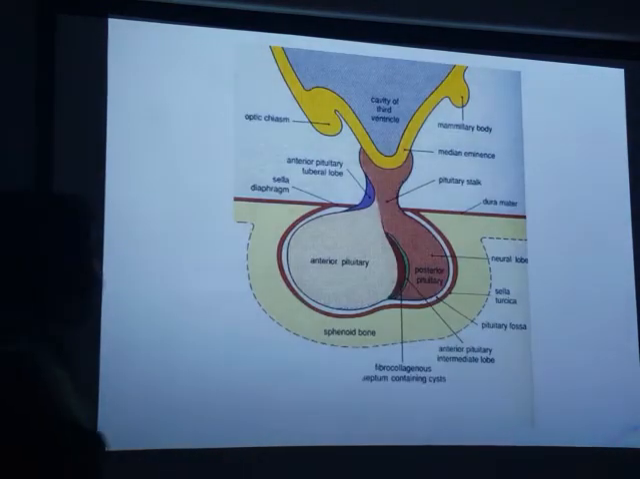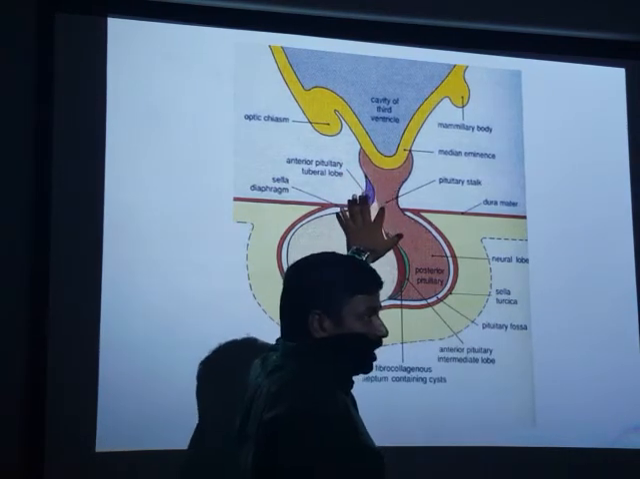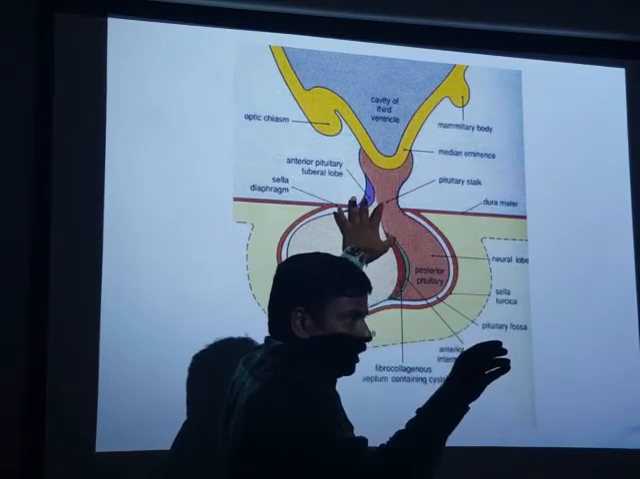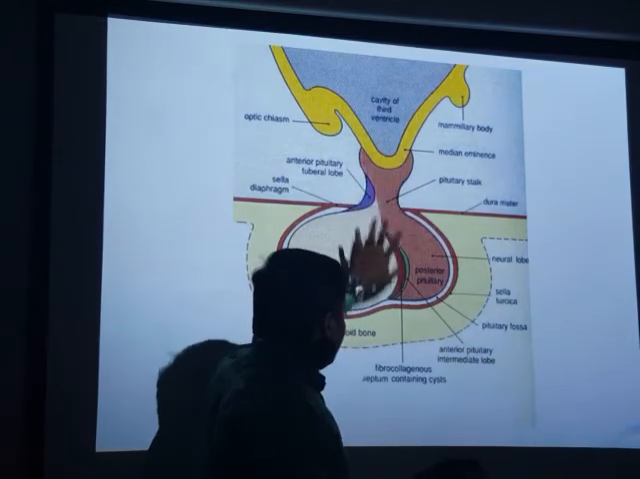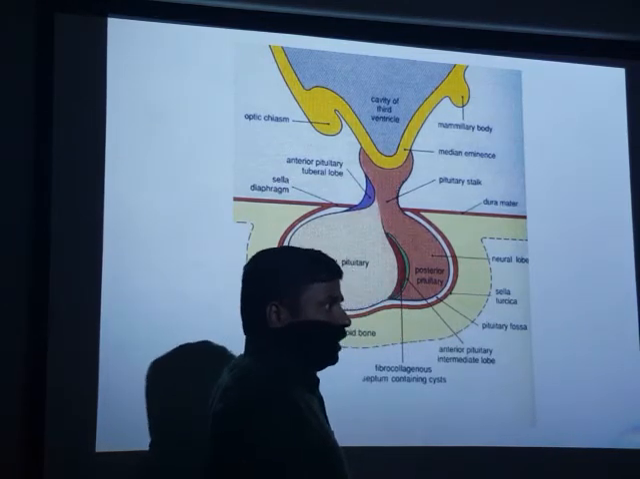Can you see this? So this part, which covers the, this is the pituitary stalk. This is called pars tuberalis, which covers this tube connecting the pituitary gland with the hypothalamus. Clear? Pars tuberalis, pars distalis, and this pars intermedia is also included in the anterior pituitary.